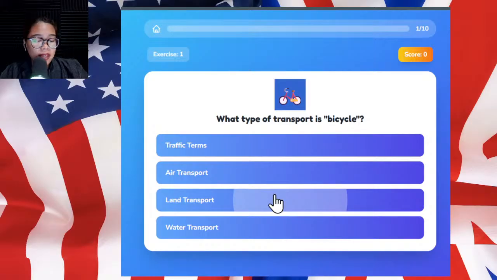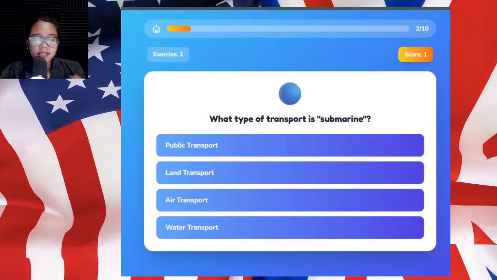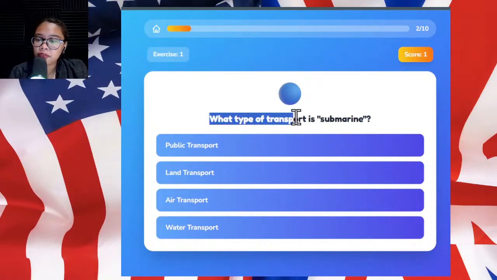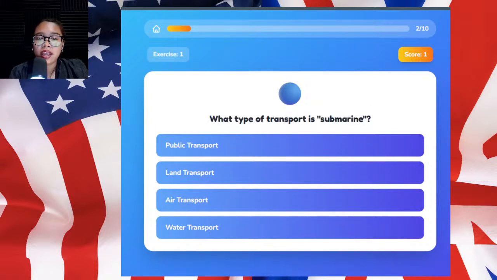Okay. Do we have the same answer? Are we good to go? Okay, let's check. Yes, that is correct. Okay, let's move on to the second item. What type of transport is submarine? Again, what type of transport is submarine?